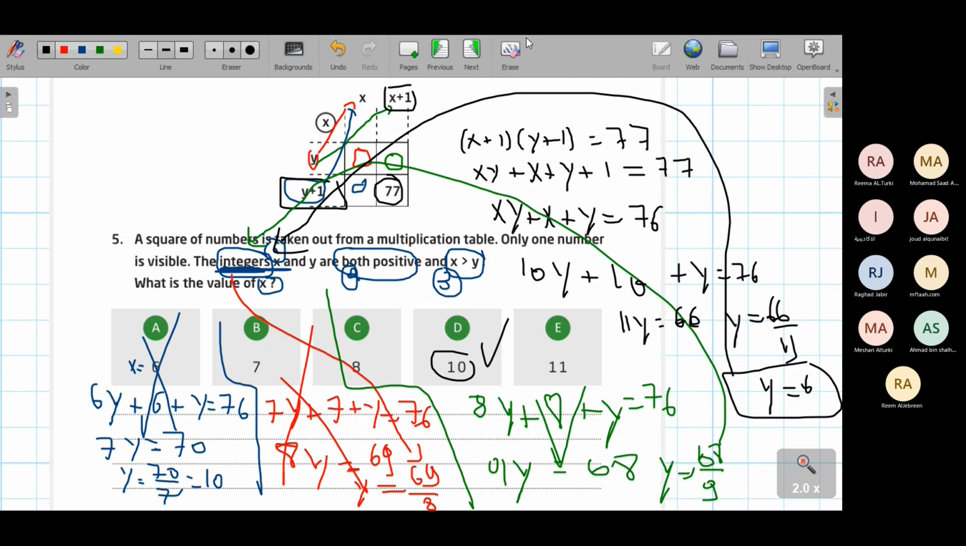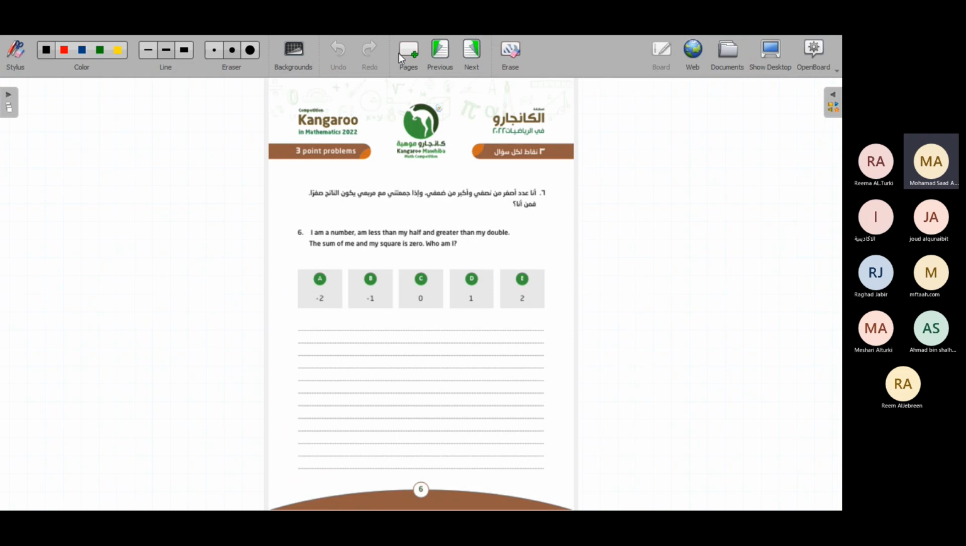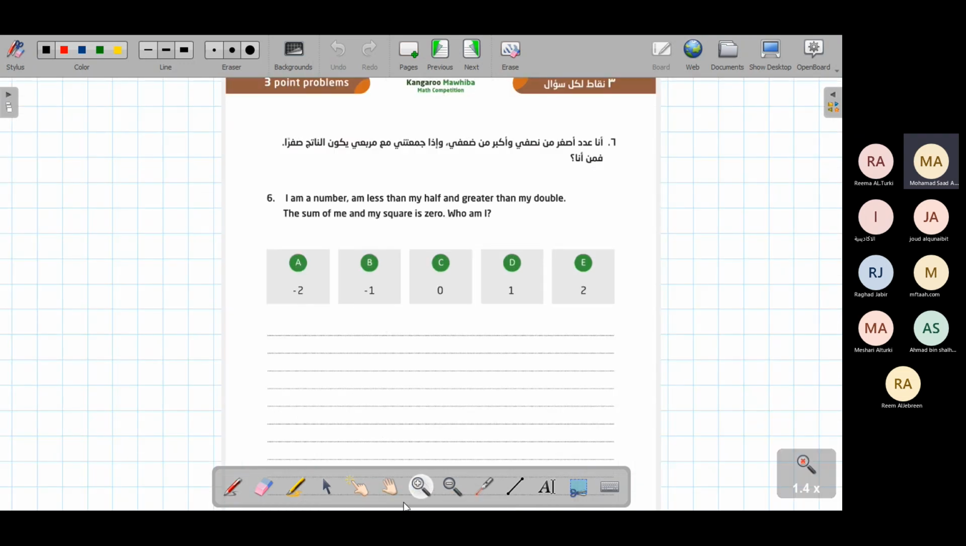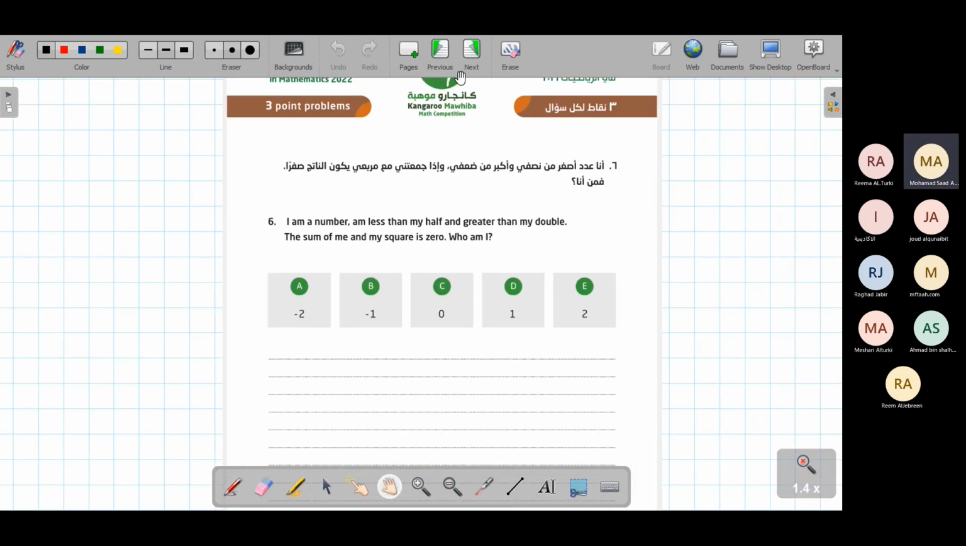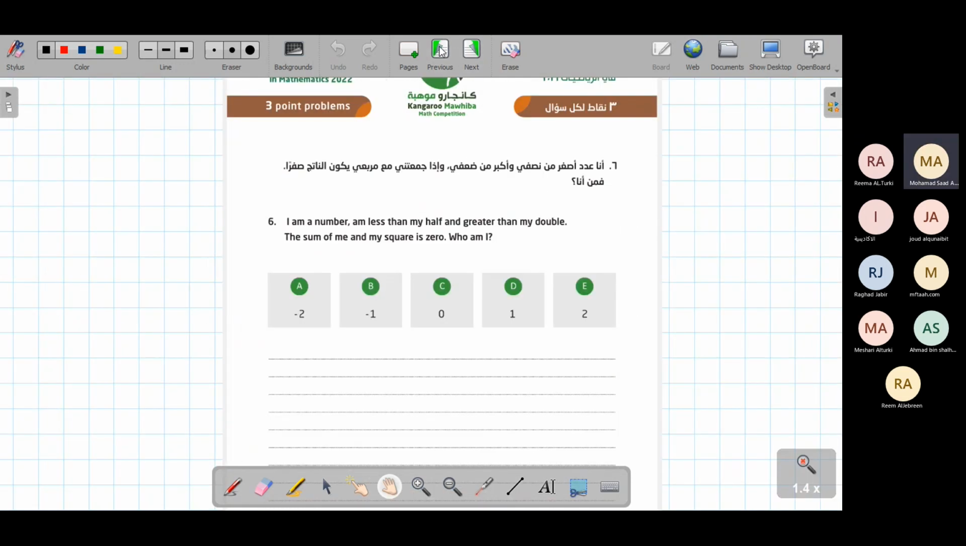Okay, guys? Maybe inshallah we'll see you tomorrow. We will do that again. If you can, for tomorrow, try to solve number 6. It's not homework, but just number 6 for today, for tomorrow, inshallah.